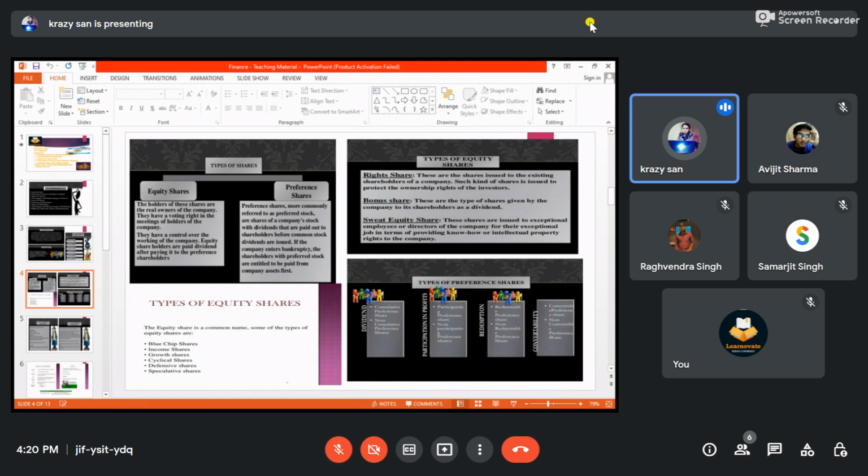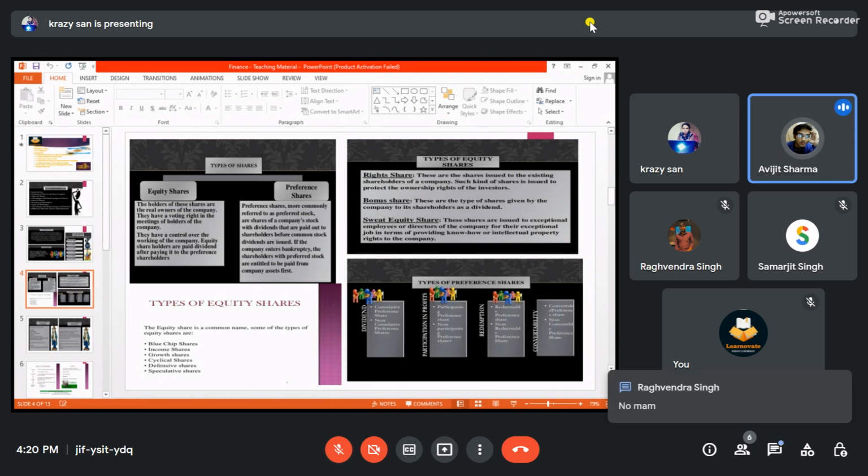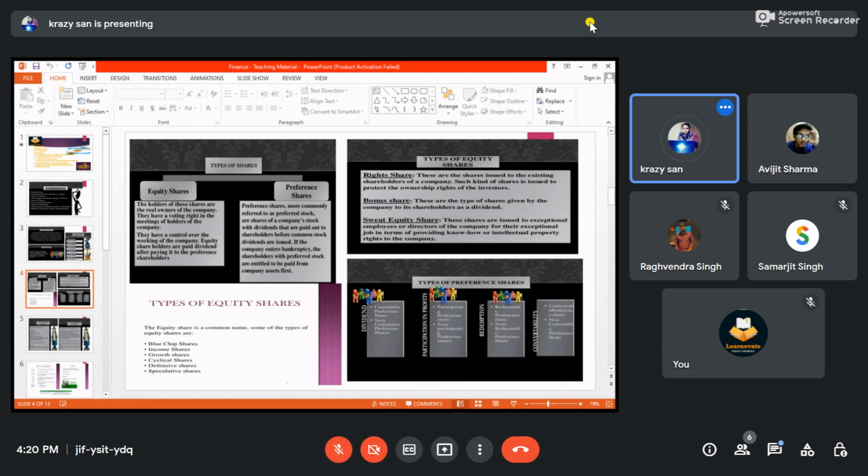Abhijit, any confusion? Ma'am, indirectly it means preference shareholders will not have direct contact with the management of the company. Yes, exactly. Because they do not take part in any board meetings or any decisions of the company. They just have to mind how much they are getting when they invest, or buy preference shares: how much interest, how much dividend, and what portion is promised by the company as profit sharing.